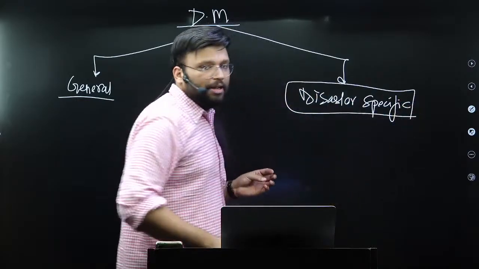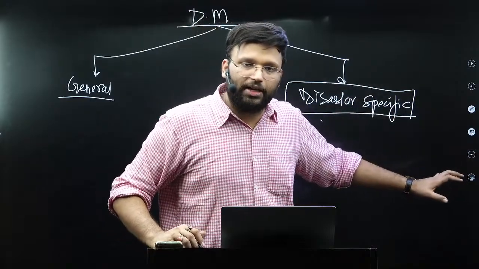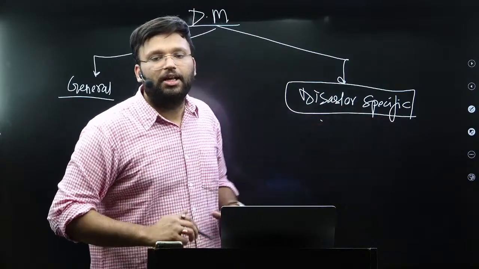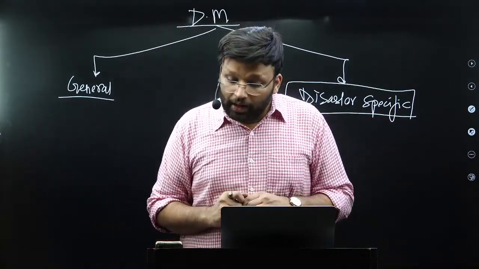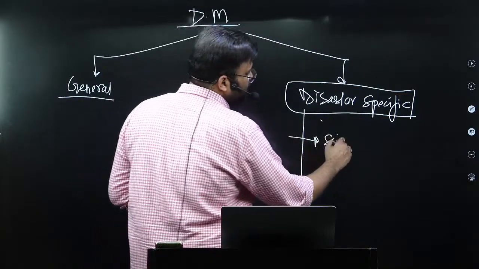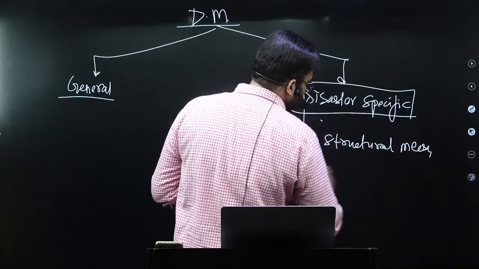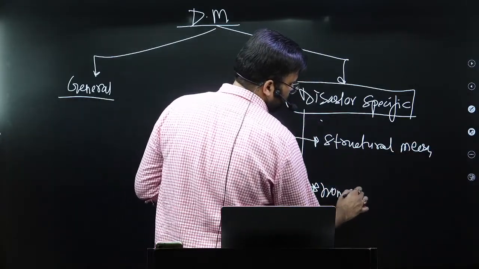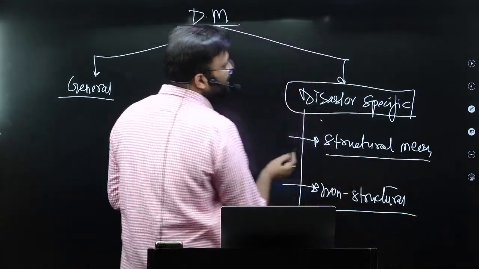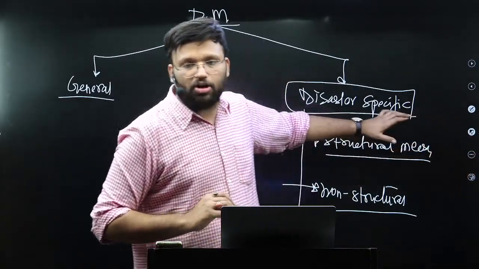Now, for example, if a cyclone is happening, if a landslide is happening, if an earthquake is happening, then there are certain disaster specific measures which have to be there, right? Even within those disaster specific measures, there are certain structural measures, and then there are certain non-structural measures. What do we mean by this? Let's say a cyclone is happening. Let's say we are talking about a cyclone.